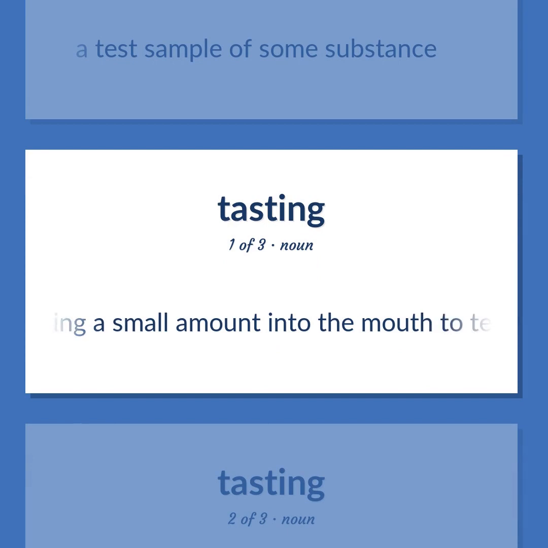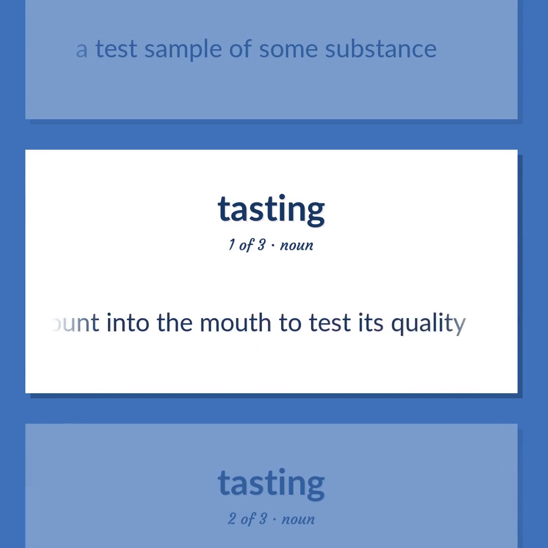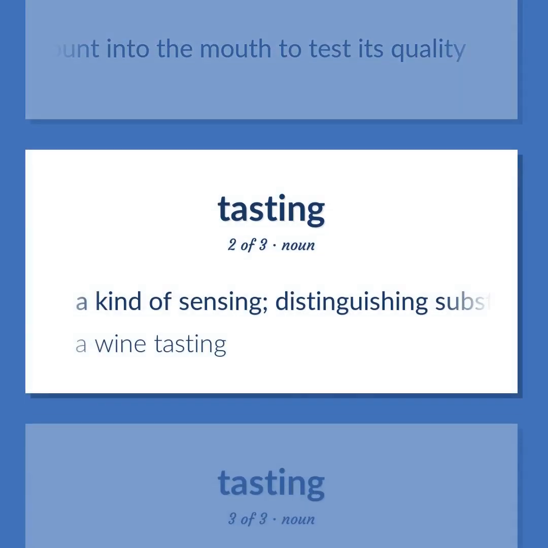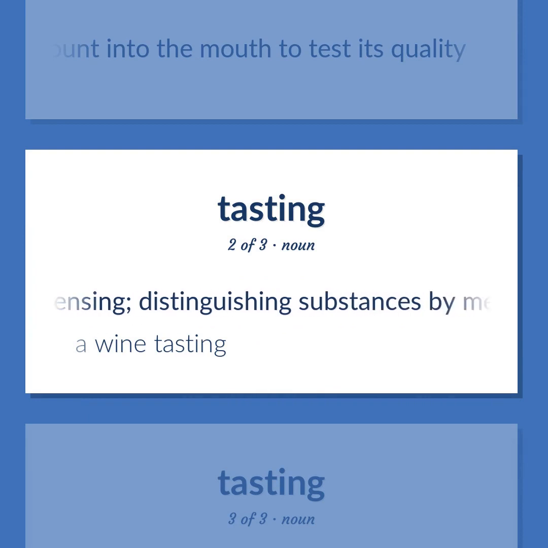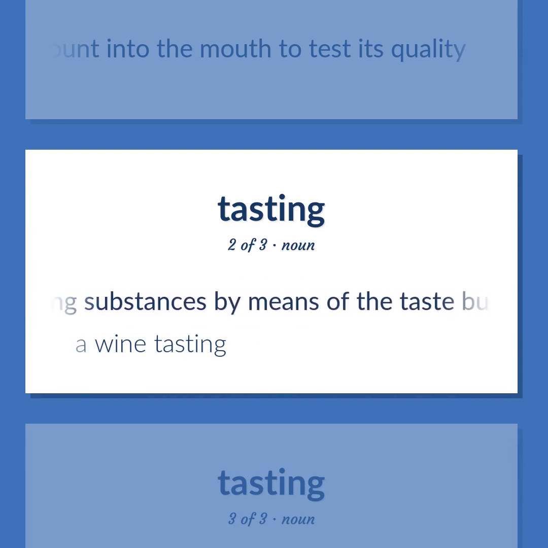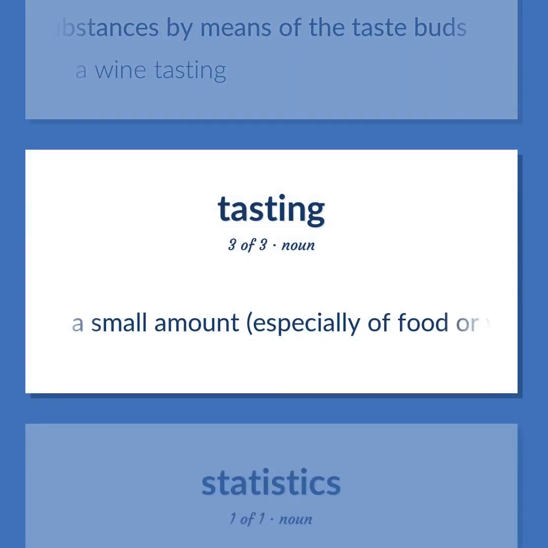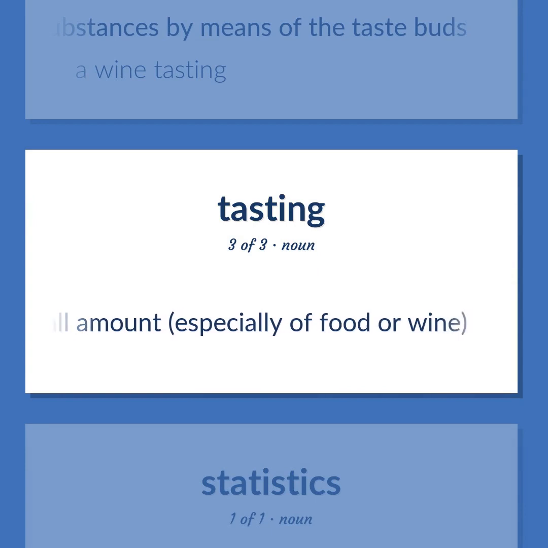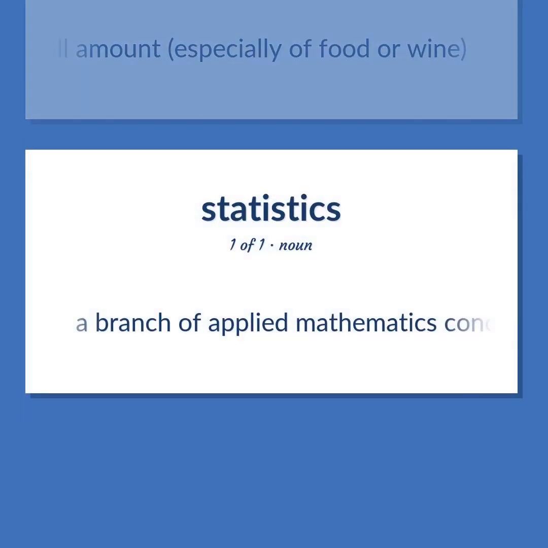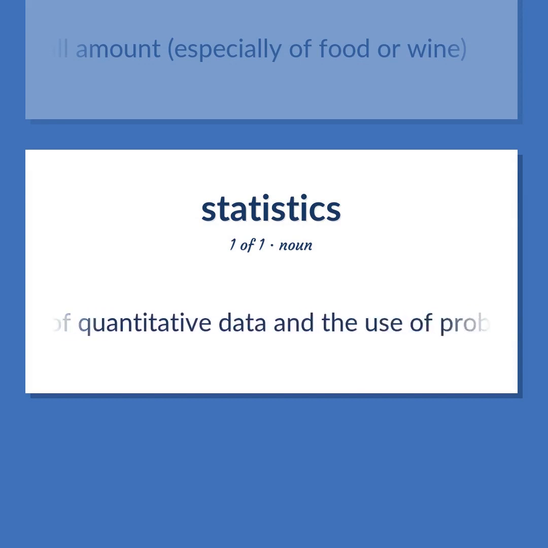Taking a small amount into the mouth to test its quality. A kind of sensing, distinguishing substances by means of the taste buds. A wine tasting. A small amount, especially of food or wine. A branch of applied mathematics concerned with the collection and interpretation of quantitative data and the use of probability theory to estimate population parameters.